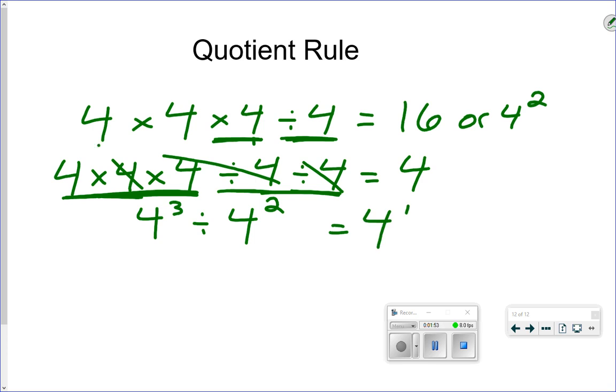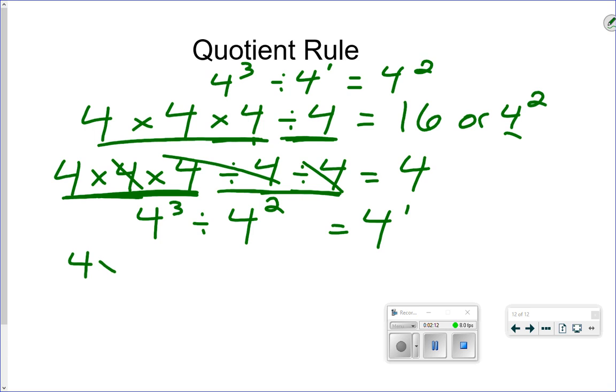The top example can be written in exponential form as well. If I take 4 to the third power, I have 3 4's multiplied together, divided by 4, or 4 to the first power, we found that that equals 4 squared. So what we're doing is we're trying to find a pattern here. Let's do one more example.